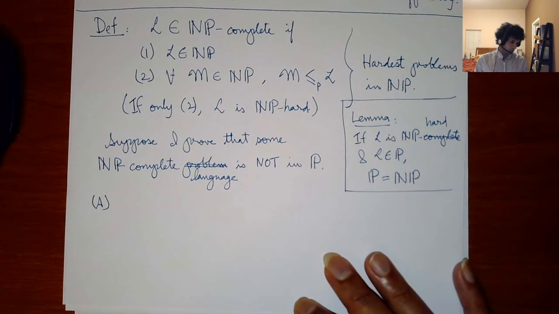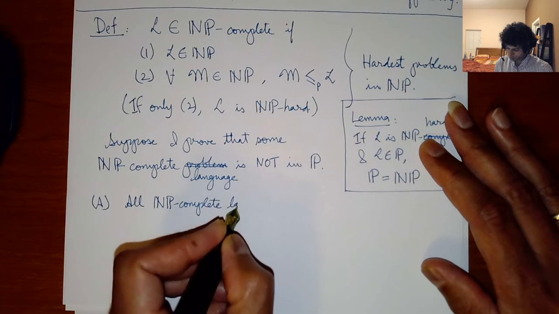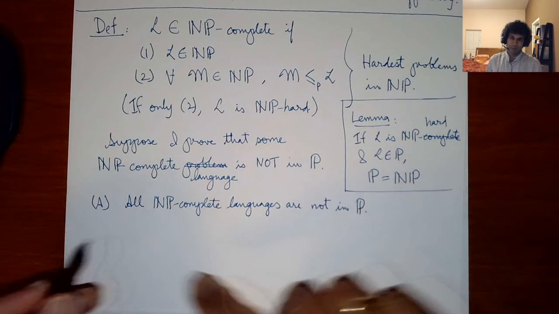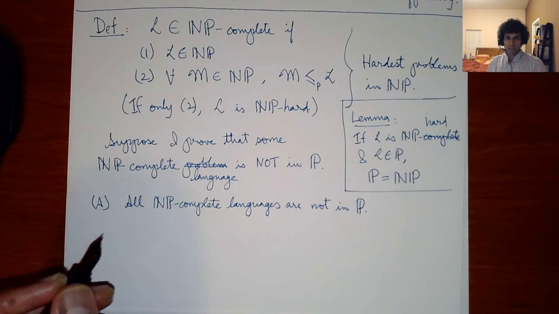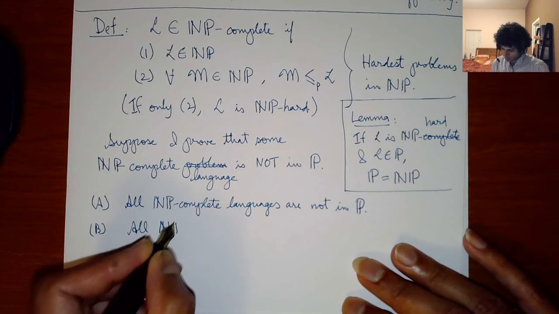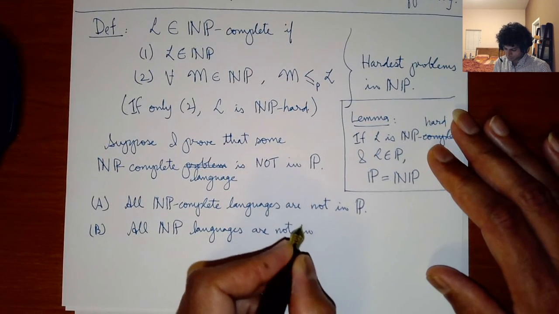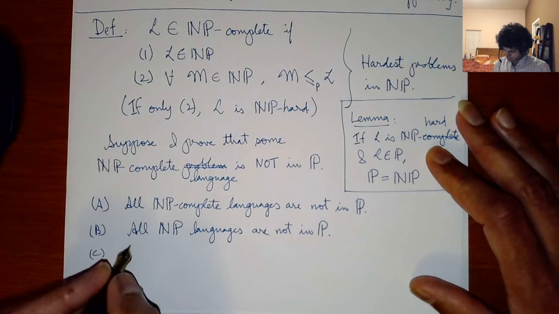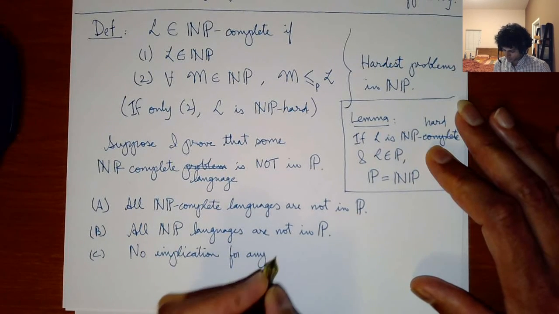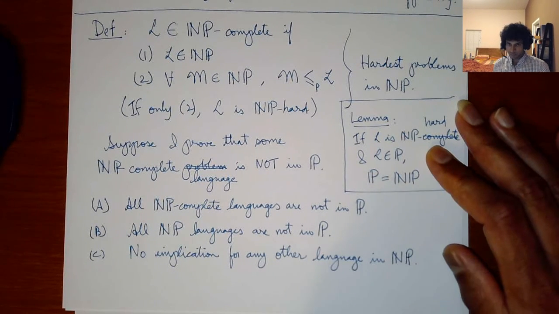Okay, so which of the options are true? So A, all NP-complete problems or NP-complete languages are not in P. I mean, this is badly phrased, but what I mean is no NP-complete language is in P. B, it means that all NP languages are not in P. Or C, there is no implication for any other language in NP.